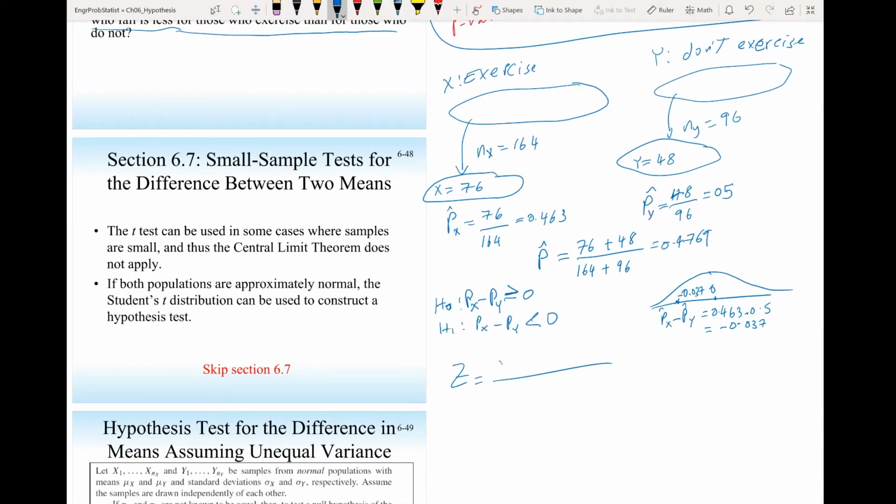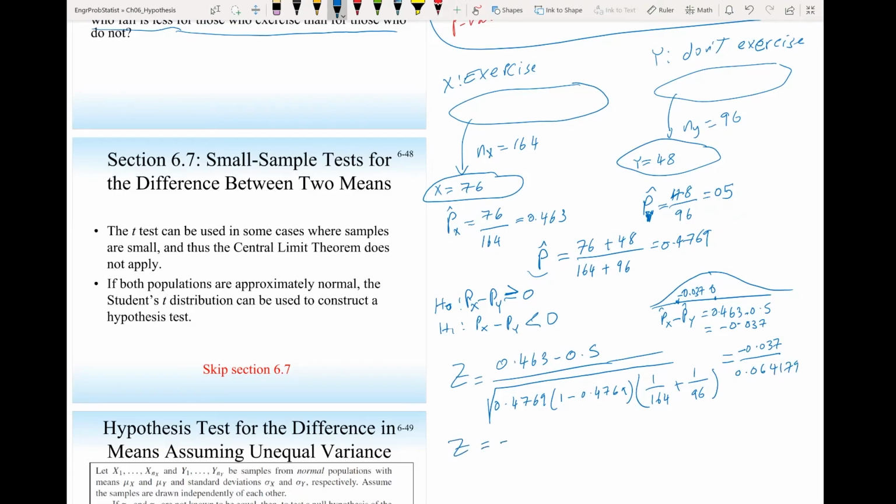It's proportion of X 0.463 minus proportion of Y 0.5 divided by the standard deviation of Px minus Py. So that is the pooled proportion, 0.4769 times 1 minus 0.4769 times 1 over nx is 1 over 164 plus 1 over ny, which is 96. And if you calculate these, you get minus 0.037 divided by 0.064179.